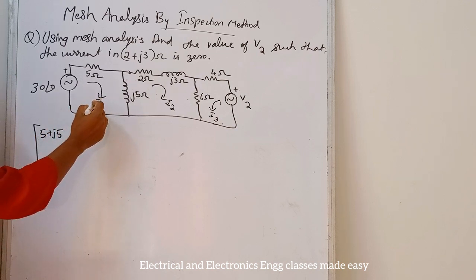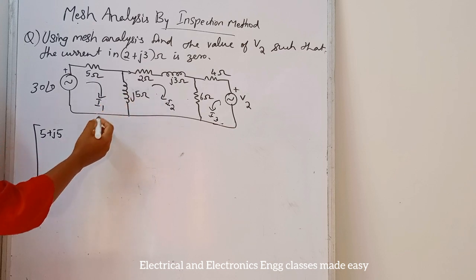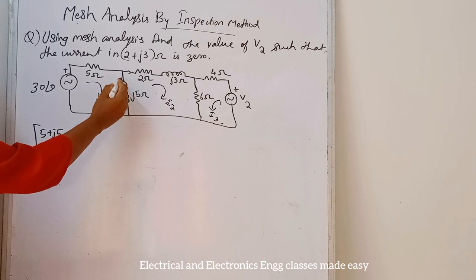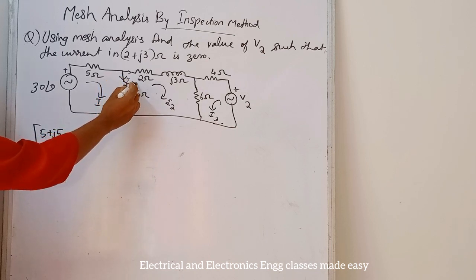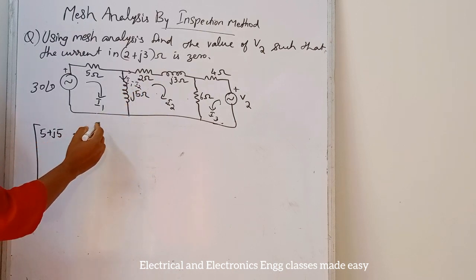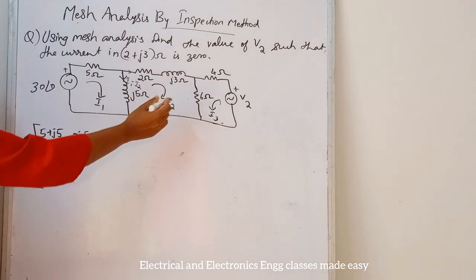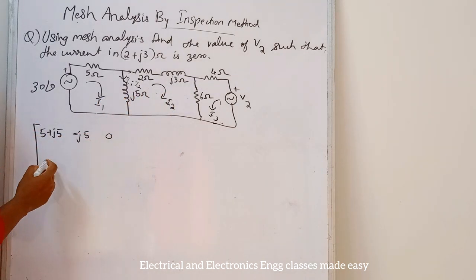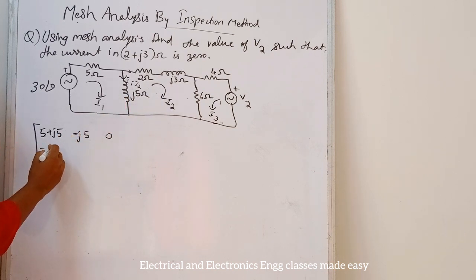Then R12, that is common to the first and second loop, is J5, and its direction is I1 in this direction, I2 opposite. So this one will be the difference of I1 and I2, so this is minus. Then R13, common to the first and third loop, is 0. Then in the second loop, R21 is the same as this one, that is minus J5.